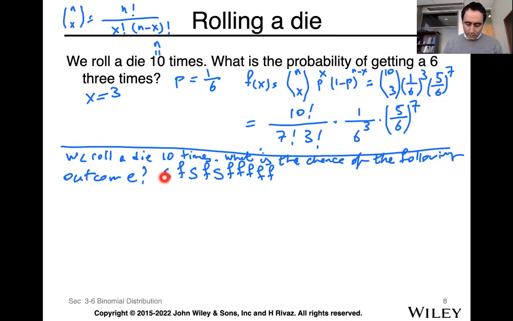In the first trial, I get a 6. Second trial, I don't get a 6. Third trial, I get a 6. Fourth trial, I don't get a 6. Fifth trial, I get a 6. And then all of the remaining ones, I don't get a 6, right? So basically, this is an easy question that you should be able to solve very quickly.